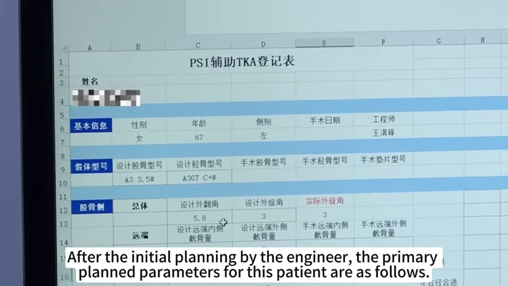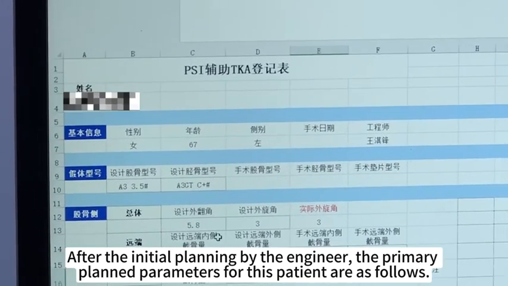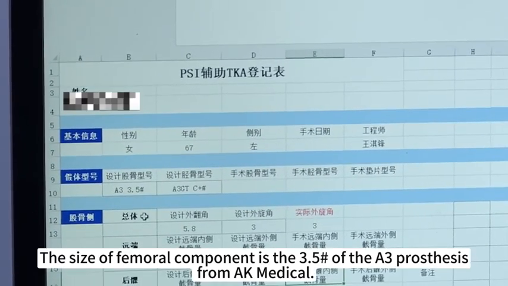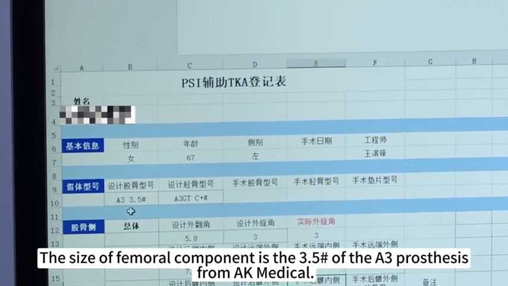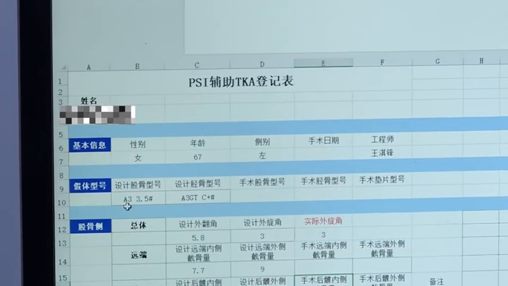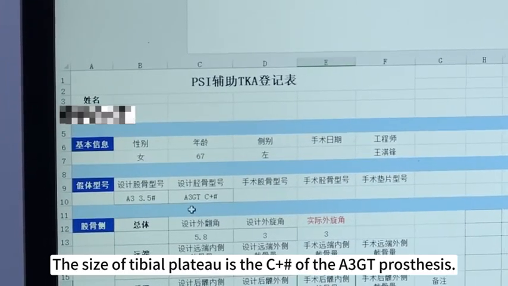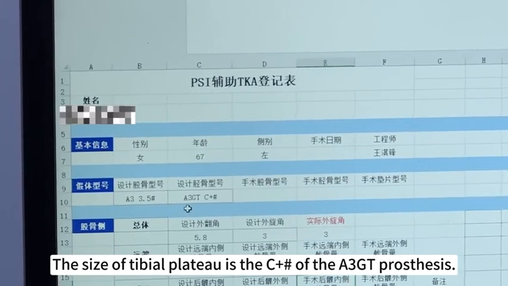After the initial planning by the engineer, the primary plan parameters for this patient are as follows. The size of femoral component we selected is the 3.5 of the A3 prosthesis from AK Medical. The size of tibial plateau is the C+ of the A3 GT prosthesis.